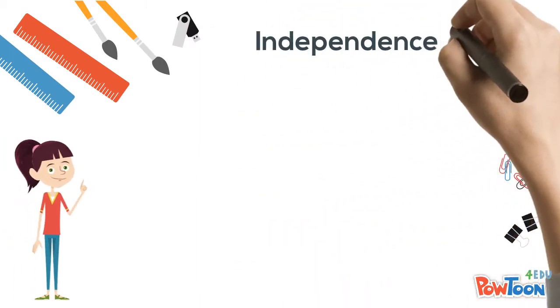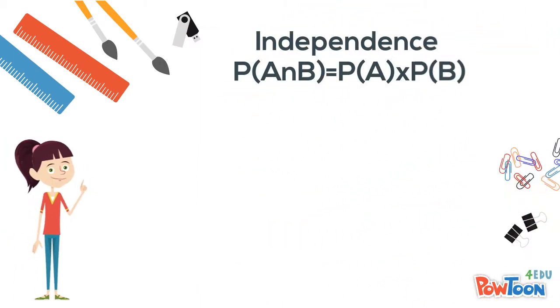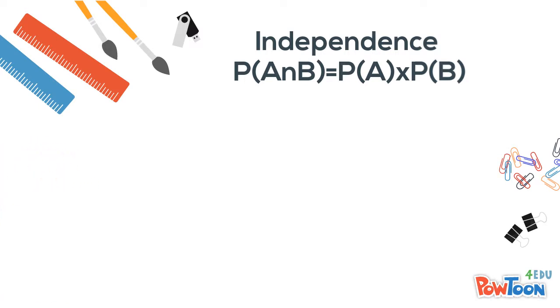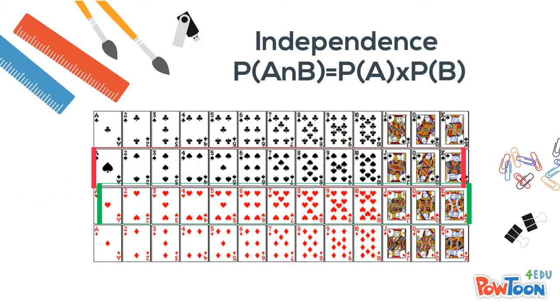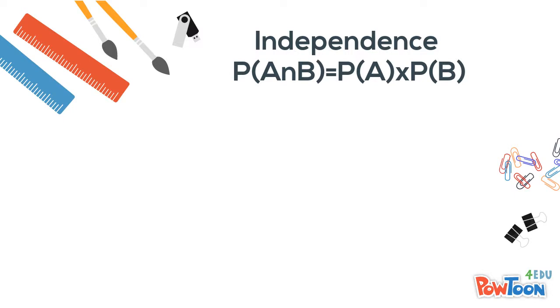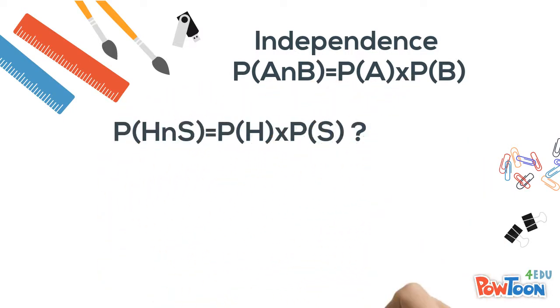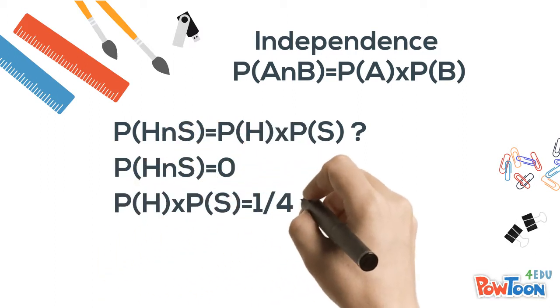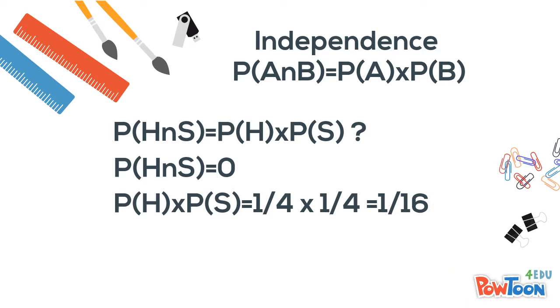Earlier we learned that another check for independence is that the probability of A intersection B is equal to the probability of A multiplied by the probability of B. Let's see what happens with our hearts and spades example. Does the probability of H intersection S equal the probability of H multiplied by the probability of S? Well, we know that the probability of H intersection S is equal to 0, as it's impossible to have a heart and a spade. And the probability of H multiplied by the probability of S is equal to 1 over 16. 1 over 16 does not equal 0.